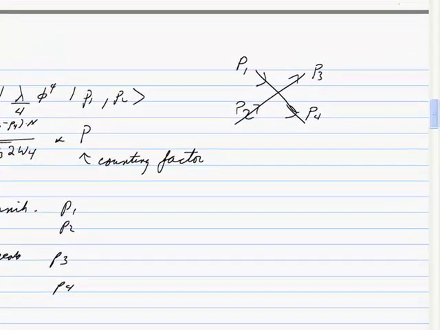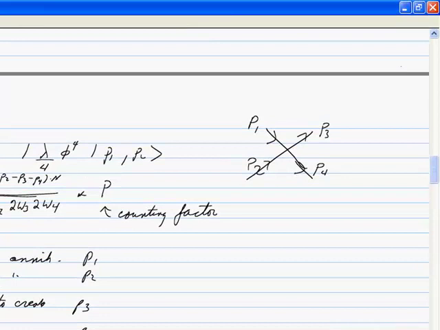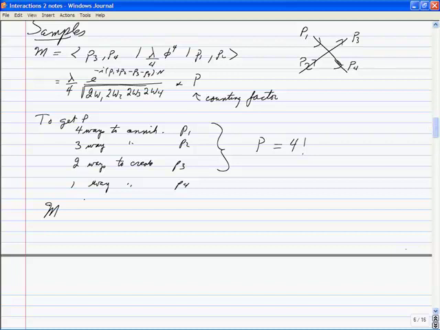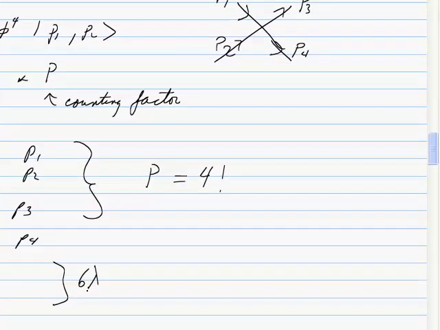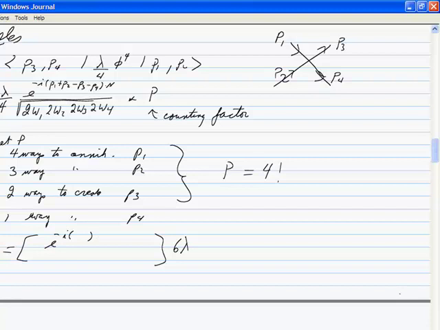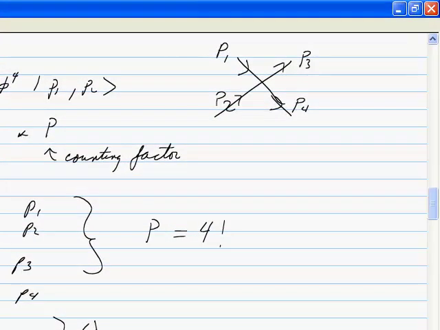Okay. And clearly, if I'd started with any other ordering, like creating P4 first, you'd still have the 4-3-2-1 pattern. So that counting factor is 4 factorial. Okay, so the matrix element of this is a bunch of stuff out in front times 6 lambda. And I'm going to start not writing this stuff because it's sort of universal. We'll get rid of it: e to the minus i momentum dot x over the square root of 2 omega 1 up to 2 omega 4. We're going to end up dropping this in the end, but there we go.